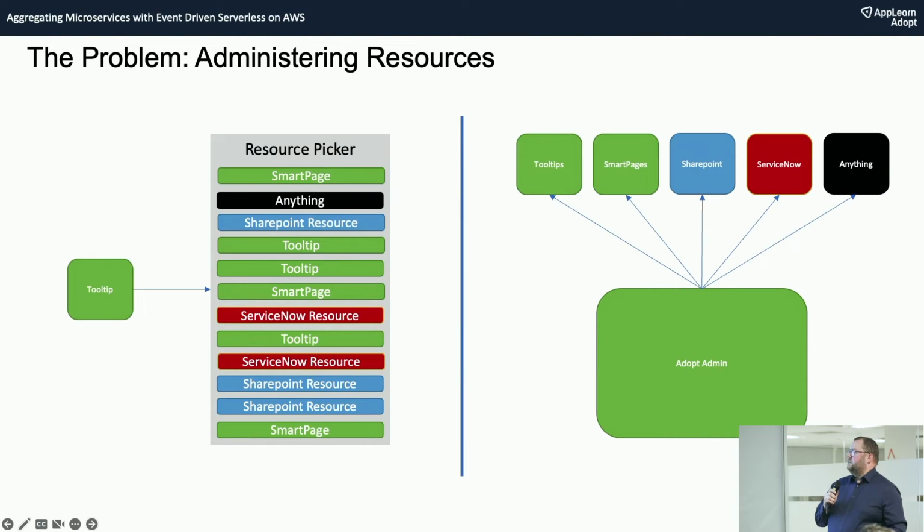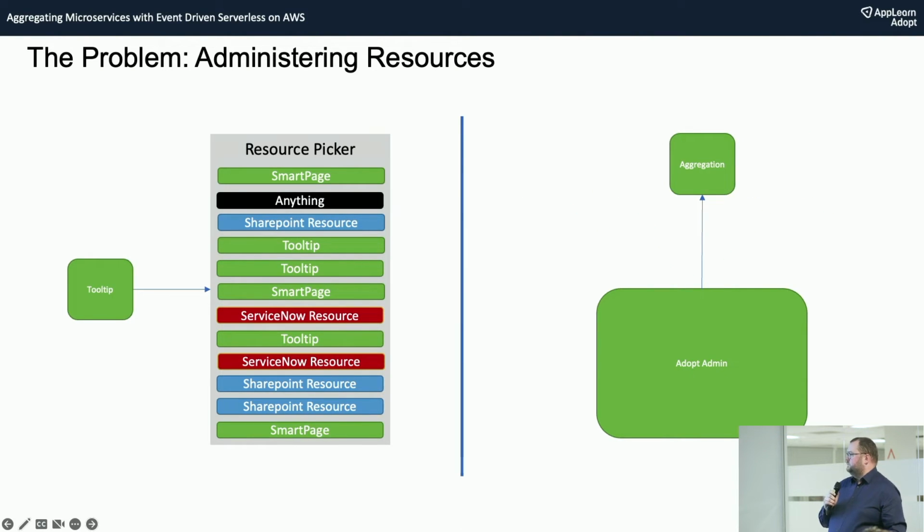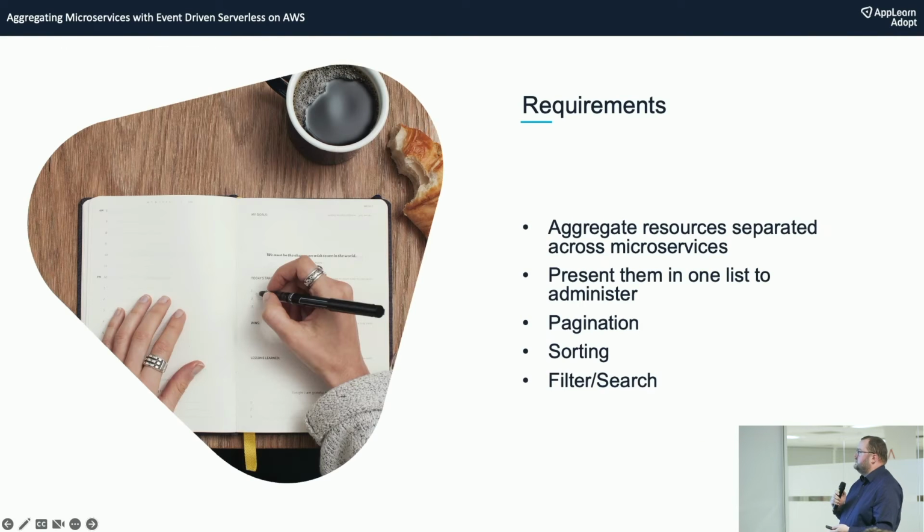So the solution there is to create some sort of aggregation. That's what we decided we need to do, and so we come up with a list of requirements. Our requirements are pretty straightforward. We want to aggregate resources from across all of our microservices. We want to be able to present them in one list to the administrator. And of course, if you've got a list, at some point it's going to be a big list, and then you need pagination and sorting and searching.